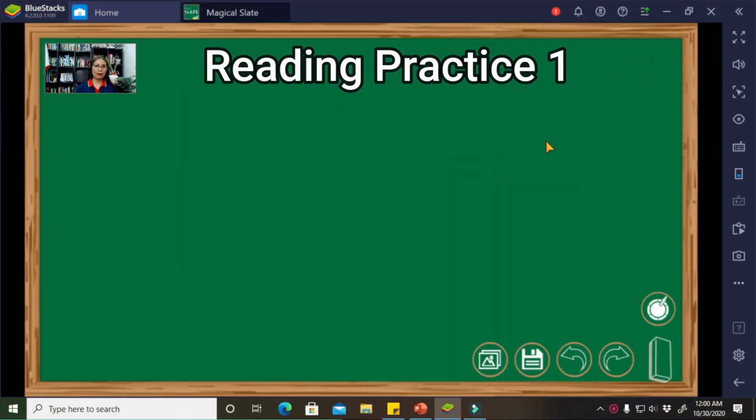Okay, now let's have a reading practice. I will give you 5 sentences again, and if you know the answer, please comment down below. Alright. So let's have the first sentence. Okay. Try to read this one.